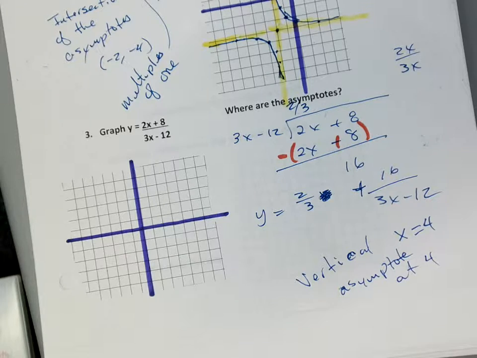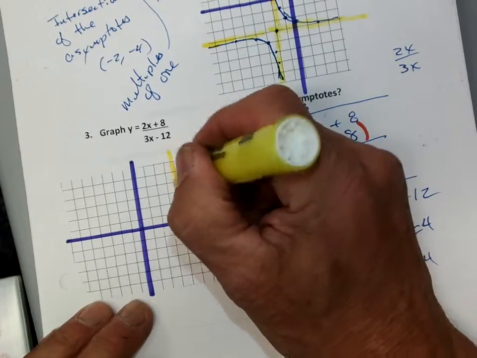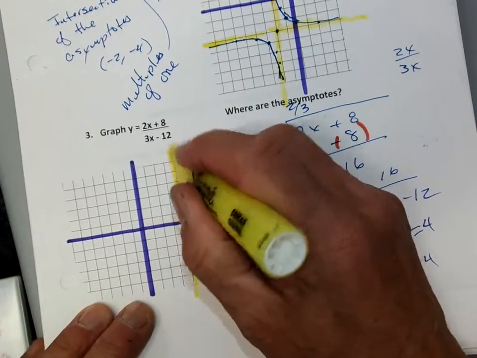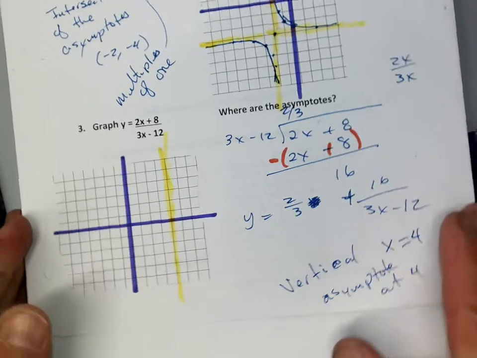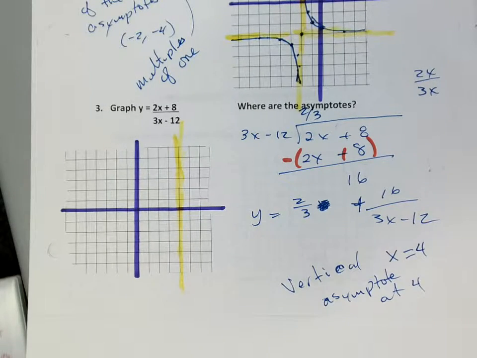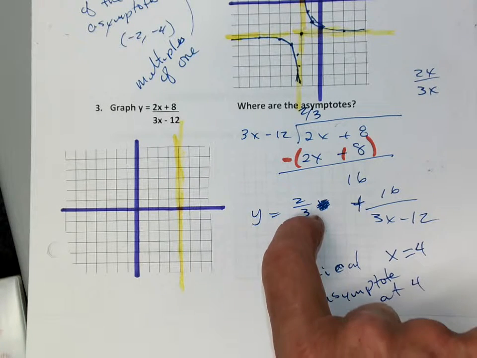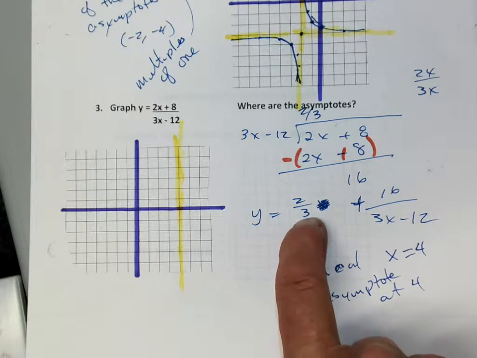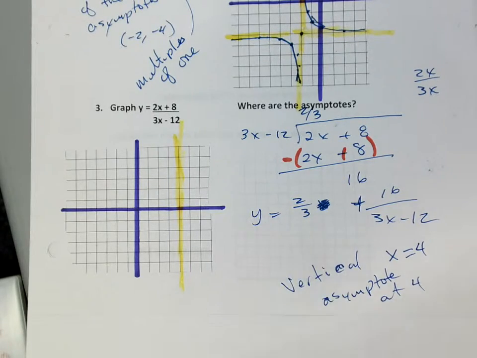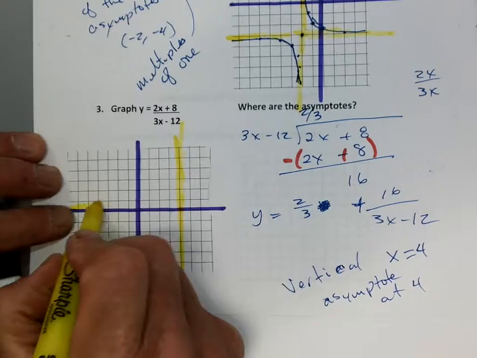And I'm going to have a vertical asymptote at 4. Let me get my marker in, so I'm going to go 1, 2, 3, 4. That's it. Okay, there's my vertical asymptote at 4, okay? Now my horizontal asymptote is at 2/3. My horizontal asymptote is at 2/3, which is going to be kind of hard to see. 2/3 was right in here.